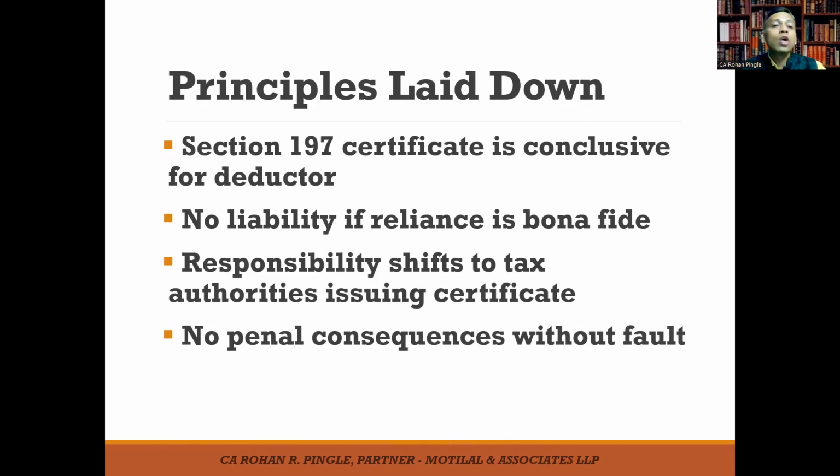The principles laid down by this case: a Section 197 certificate is conclusive for the deductor. There is no liability if reliance is bona fide, and responsibility shifts to the tax authorities issuing the certificate. So no penal consequences without fault.